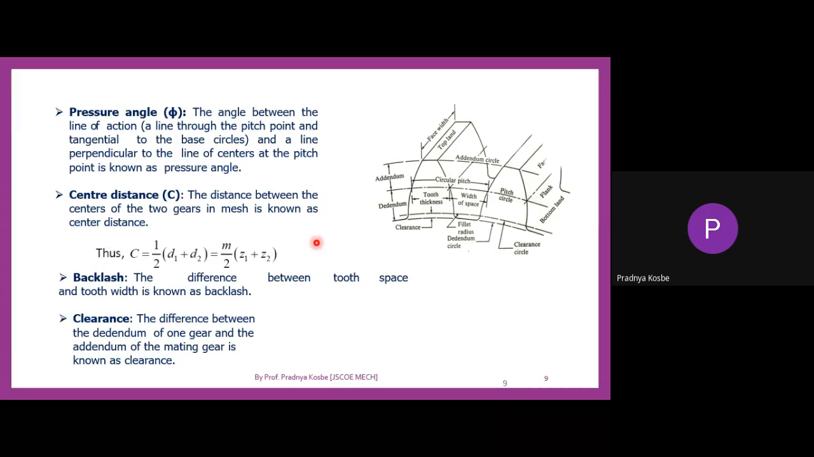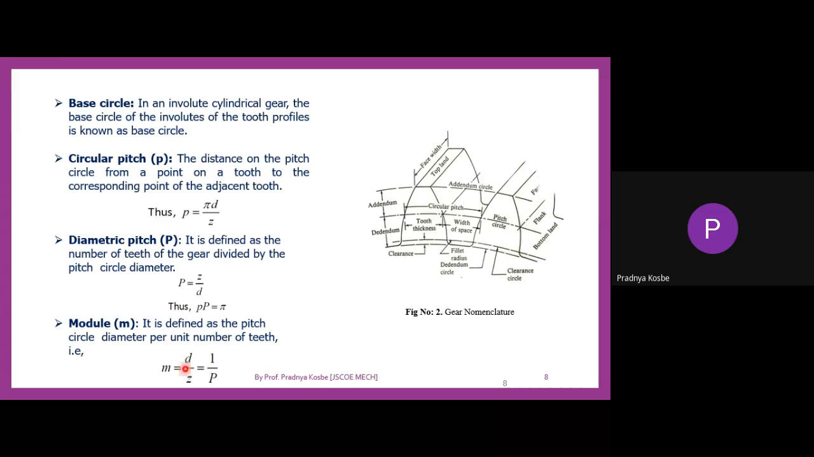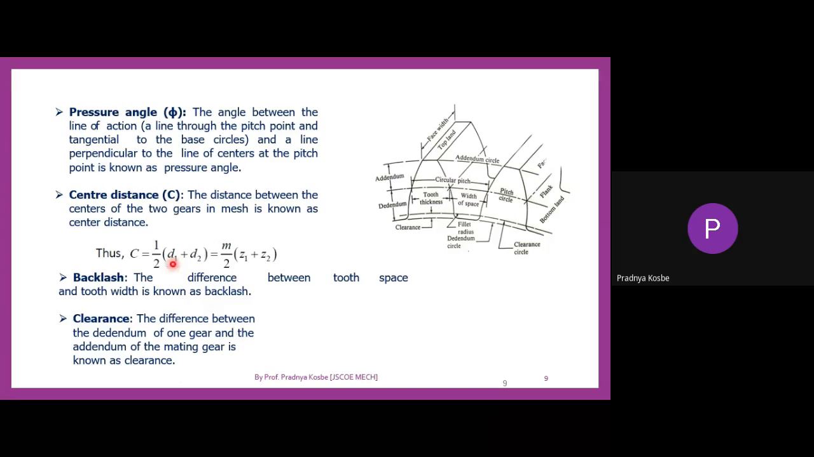Center distance: the distance between the centers of the two gears in mesh is known as the center distance, and C is equal to half of D1 plus D2, and it is equal to m by 2 into Z1 plus Z2. Because C is equal to half of D1 plus D2, and D is m into Z. You can see over here, m is equal to D by Z, so D is equal to m into Z. So here it is m Z1 plus m Z2, and module will be a common term. So C is equal to m by 2 into Z1 plus Z2.